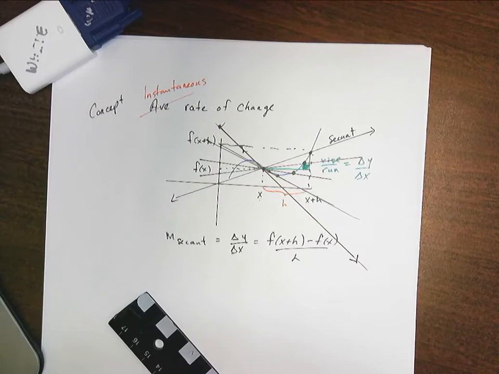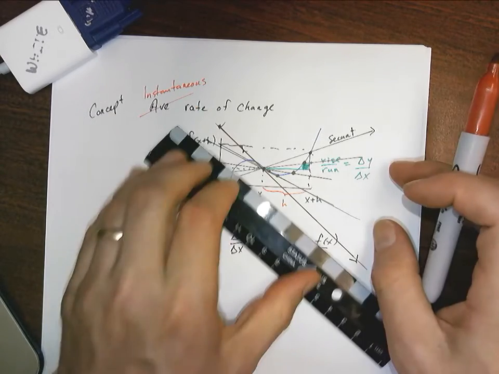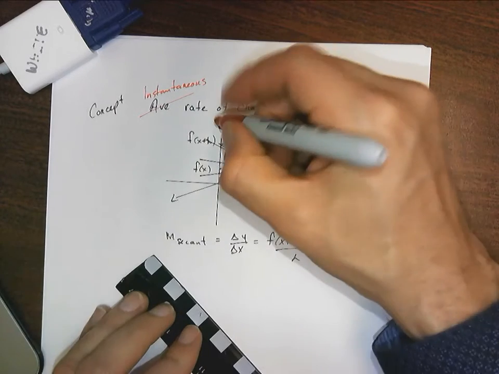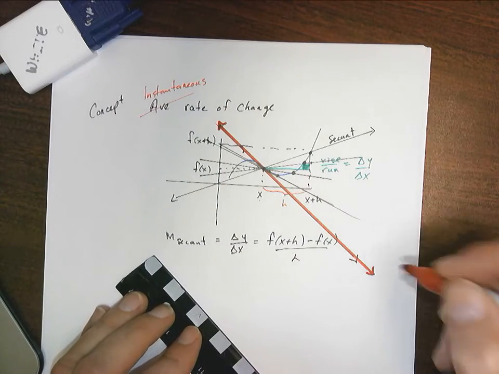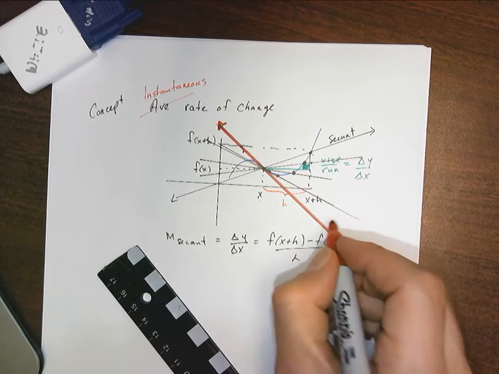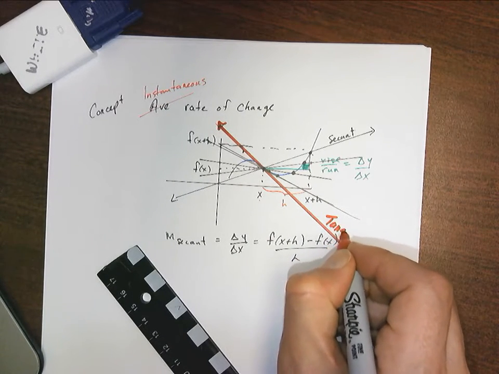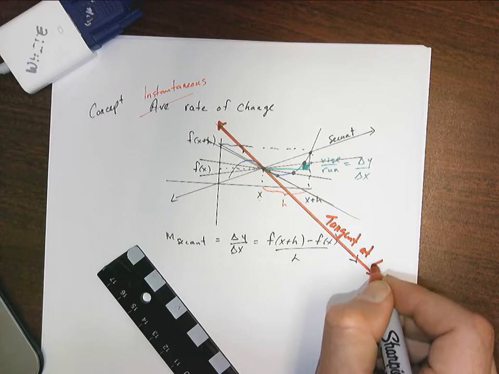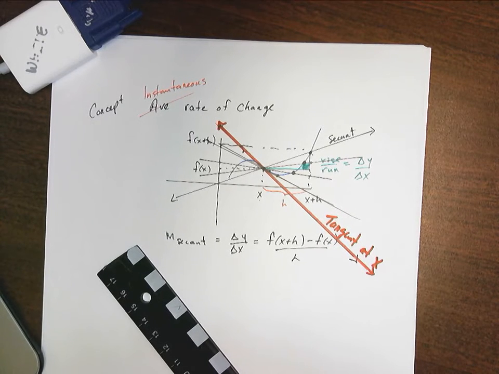Not red enough, even better, right here, which we could say is the slope of the tangent at that point. Okay, so that is the tangent line at that point.